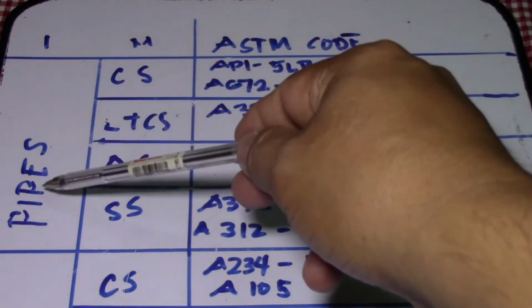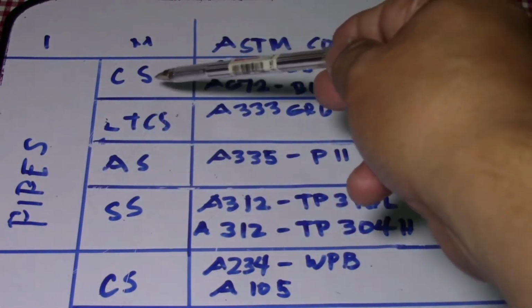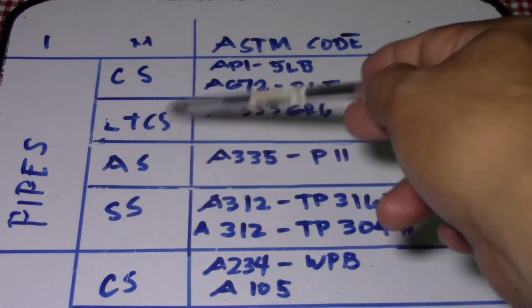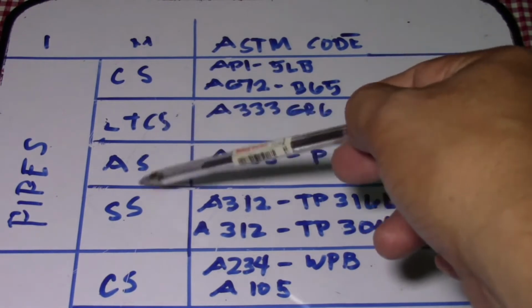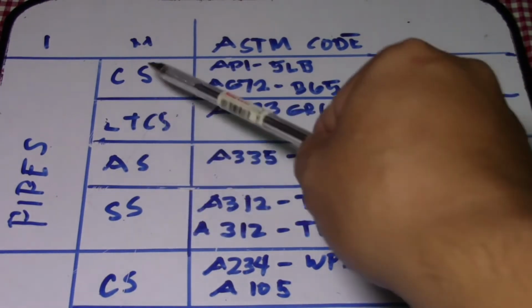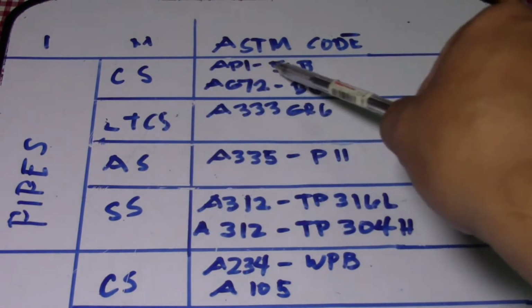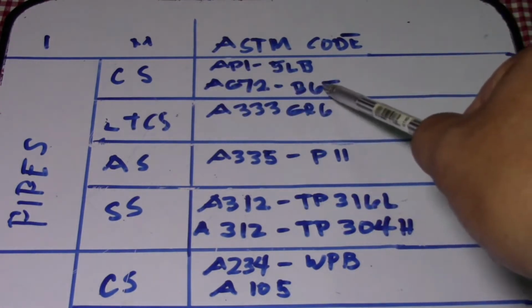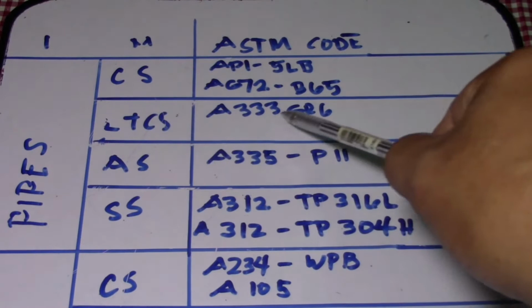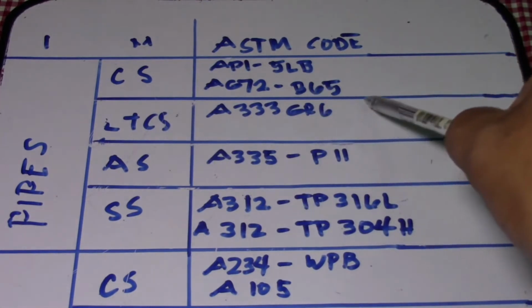First is pipes. From the material, we have CS, LTCS, AS, and SS. CS is carbon steel, LTCS is low temp carbon steel, AS is alloy steel, and SS is stainless steel. For carbon steel, the ASTM codes are A106B and A672 B65. For LTCS, low temp carbon steel, we have A333 Grade 6. This is SMLS, seamless.